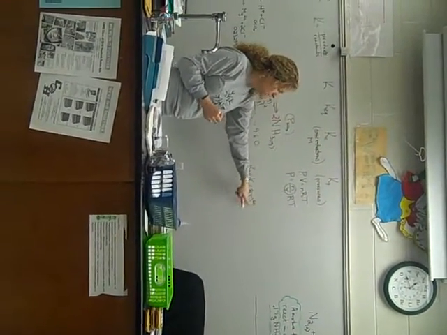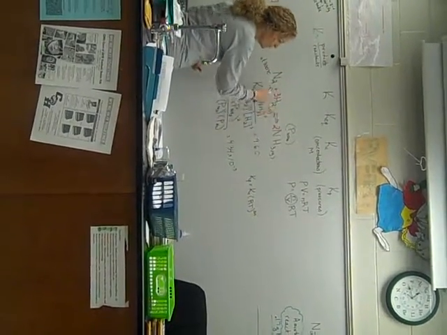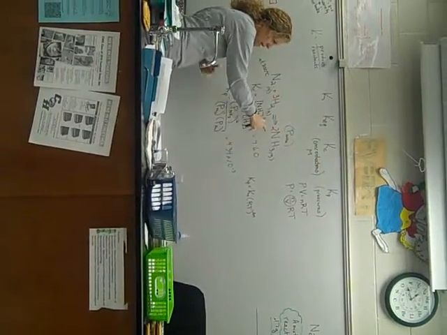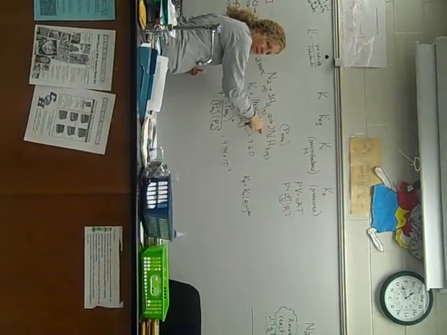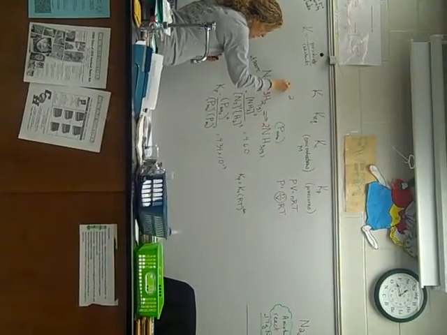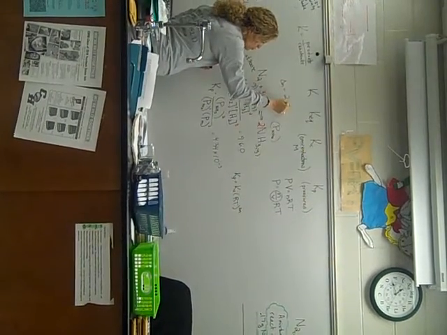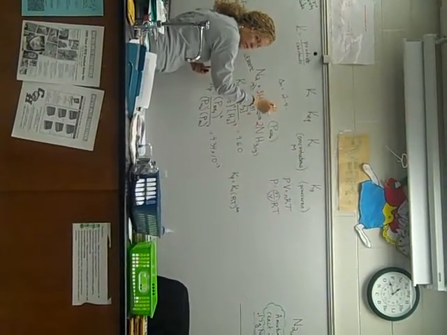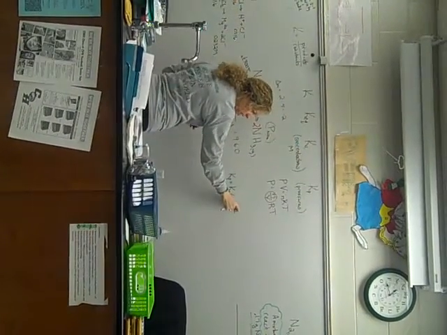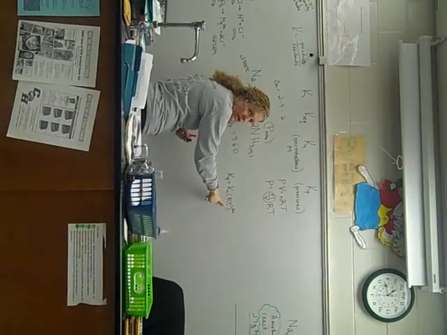And I want you to know that delta N just refers to the difference in your moles of product versus reactant. How many total moles of product do we have here? 2. How many total moles of reactant do we have here? 4. So 2 minus 4 is negative 2. So you'd put a negative 2 here, you'd use your 0.0821, and you'd convert your temperature to Kelvin.